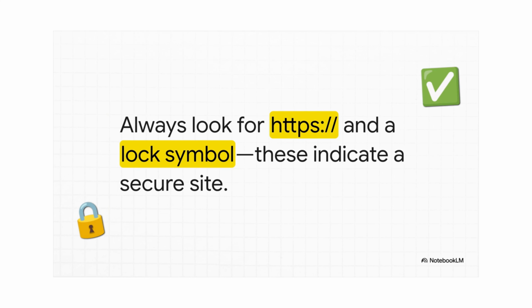Okay, now for a super important safety check. Seriously, remember this. Before you ever type any personal info into a website, look up at the address bar. You're looking for two things: the letters HTTPS right at the start and a little padlock symbol. That's your signal that the connection is secure and your information is safe. It's like checking that the door is locked.